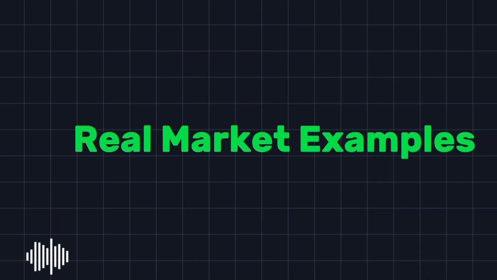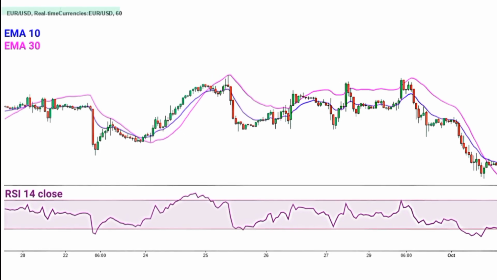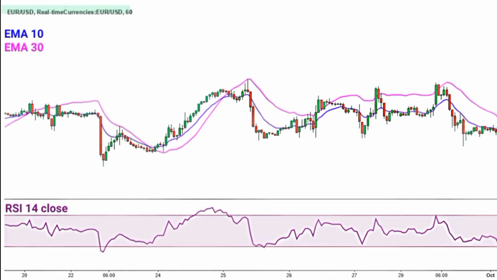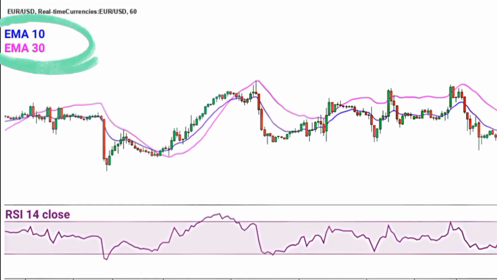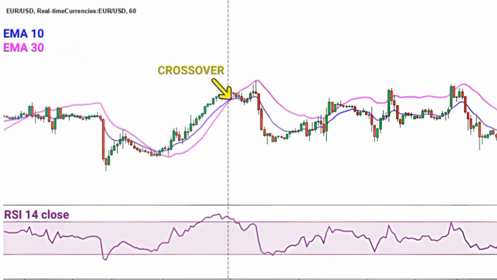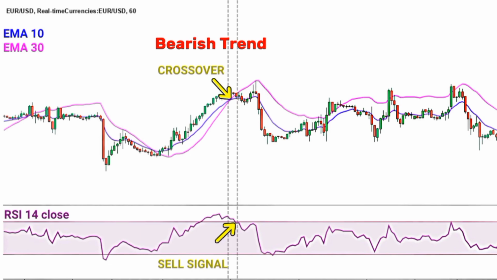Real market examples. This is the euro to US dollar chart on a 60-minute or 1-hour time frame. We use two moving averages with periods of 10 and 30 to determine the trend type. When the 30-period moving average crosses above the 10-period moving average, it indicates a bearish trend. Since the trend is bearish, we look for sell signals. When the RSI crosses below the 70 level, a sell signal is generated.